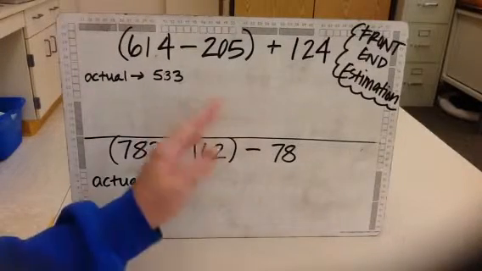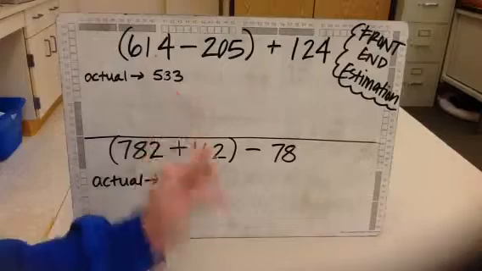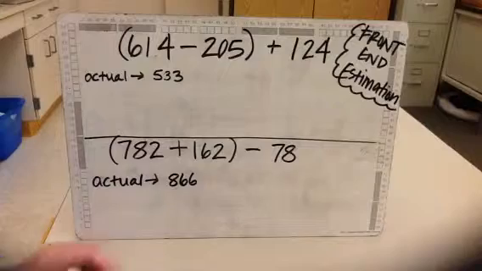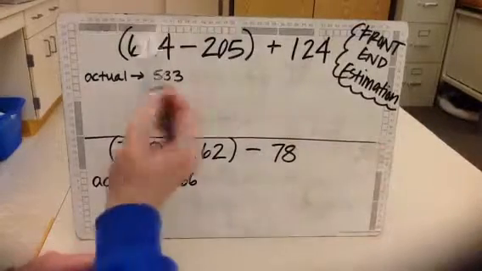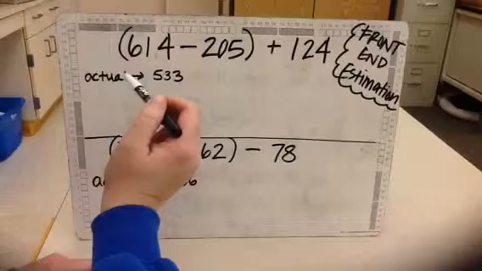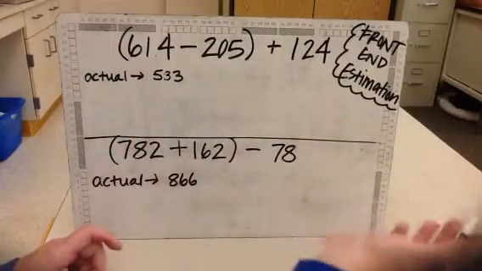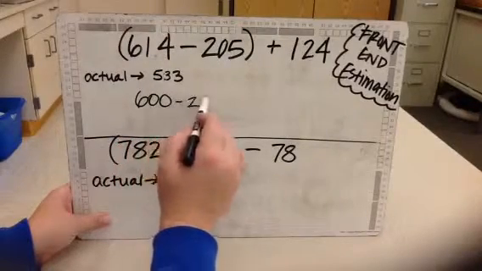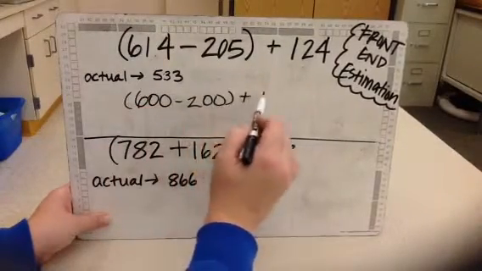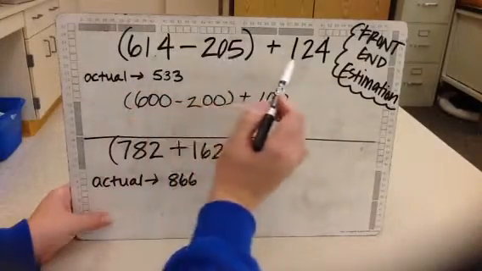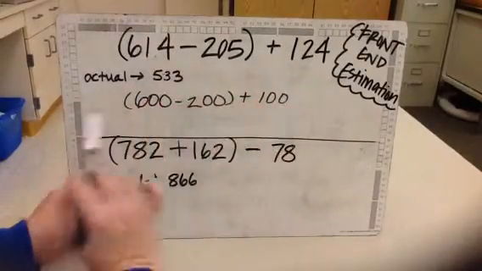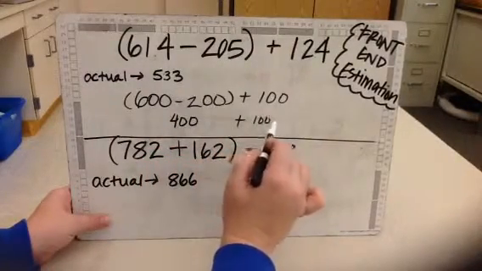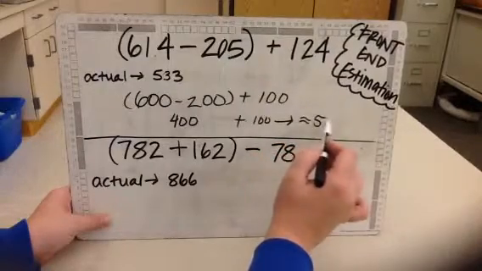I have already found the actual solution, 533, and then we're going to compare that to our front-end estimation to see if they're close together. So I'm going to show you what front-end estimation is. It's when I use the front digit of the numbers only, and the rest is zeros. So here it would just be 600 minus 200 plus 100. So I've used the front digit to have a value only. So now 600 minus 200 is 400, and then I add 100, so my estimate is about 500.